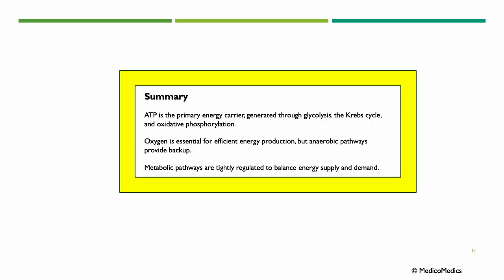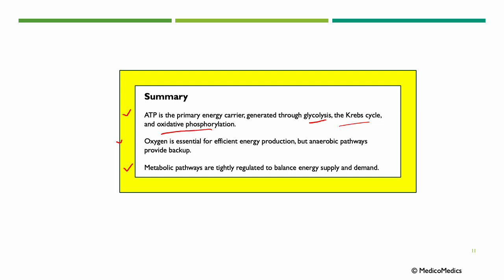So in summary then, one, ATP is the primary energy carrier generated through glycolysis, the Krebs cycle, and oxidative phosphorylation. Two, oxygen is essential for efficient energy production, but anaerobic pathways do provide backup. And three, metabolic pathways are tightly regulated to balance energy supply and demand.